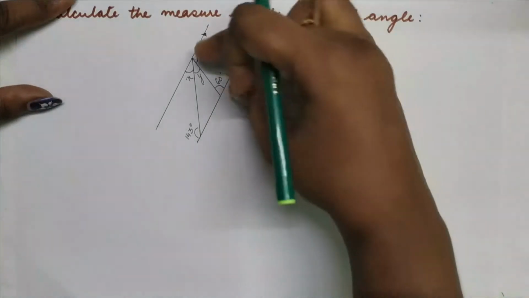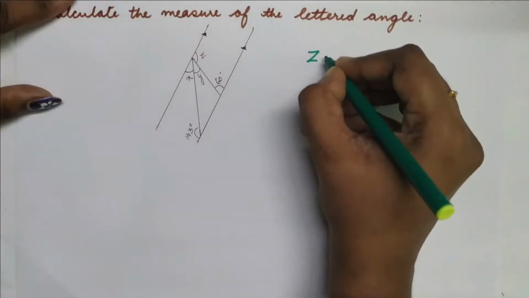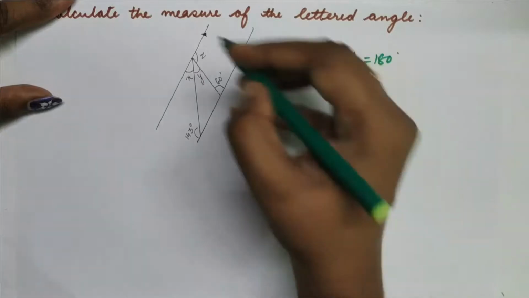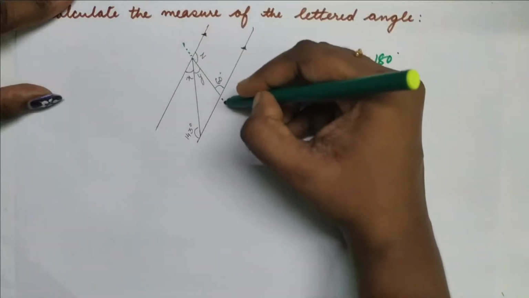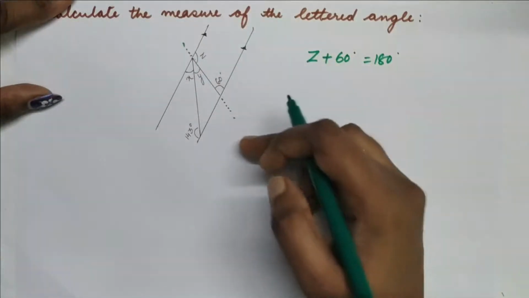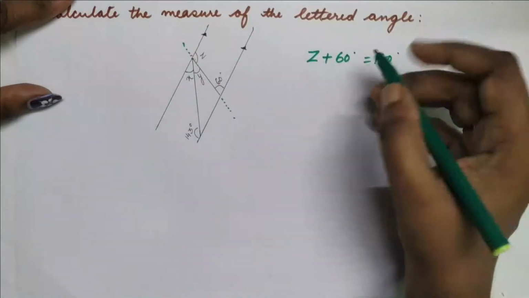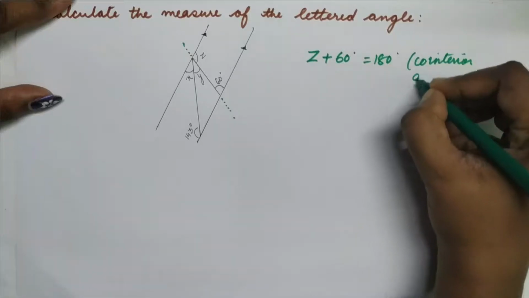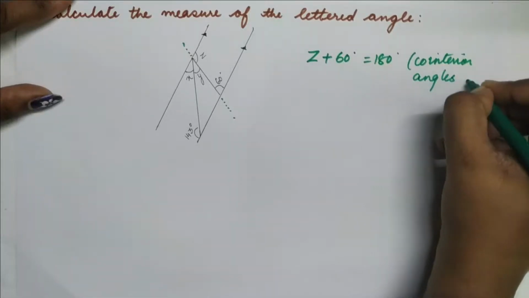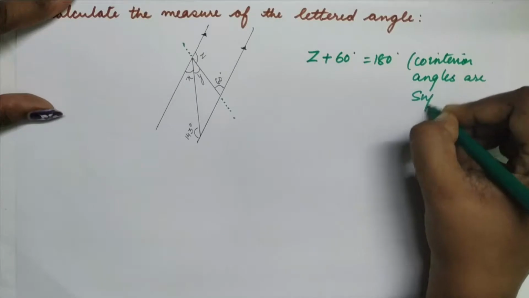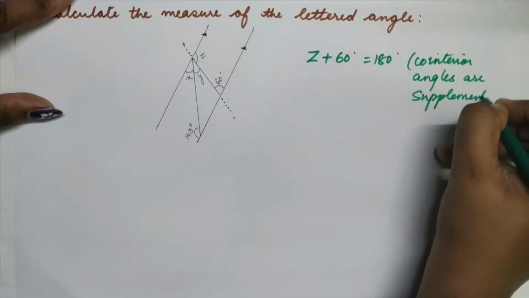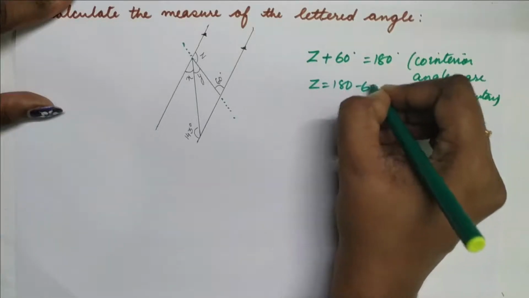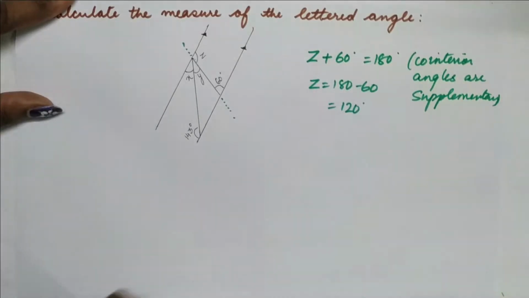So you can easily say that z plus 60 is forming a co-interior. Like if I extend this line, you can say that this will be the transversal and these two will form the co-interior angles which are supplementary. So you can get the value of z. So that becomes 180 minus 60, 120 degrees.